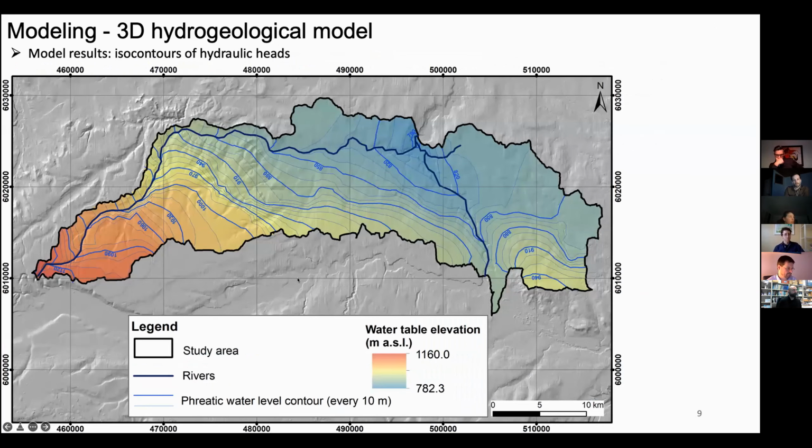This map shows the isocontours of hydraulic head, and they tend to follow the topography. So we have the highest values of water table elevation along the western part, with the highest value equal to 1,160 meters above sea level. And then it decreases until the outlet of the watershed with a value equal to 782 meters above sea level. Therefore, the groundwater flows from the south to the north until it reaches the rivers and the outlet.